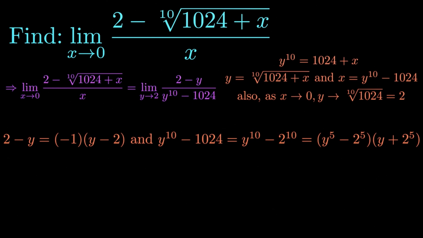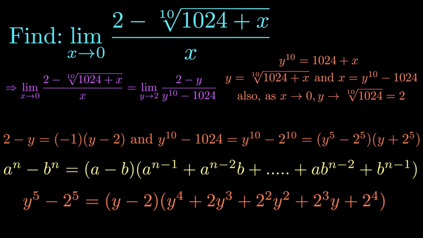Now, paying attention to the factor on the left hand side, that is y to the 5th power minus 2 to the 5th power, we can use the formula highlighted in yellow to rewrite that as y minus 2 multiplied by y to the 4th power plus 2 times y cubed plus 2 squared times y squared plus 2 cubed times y plus 2 to the 4th power.